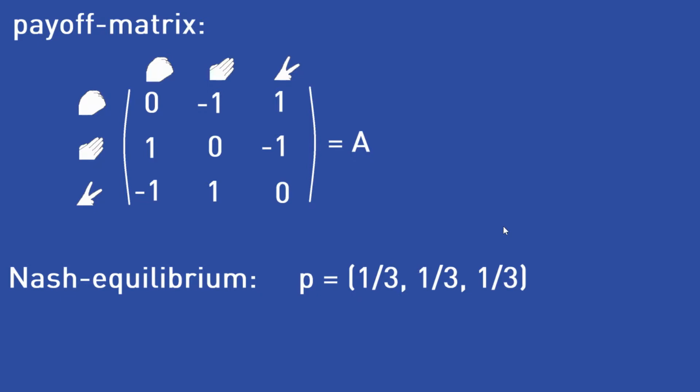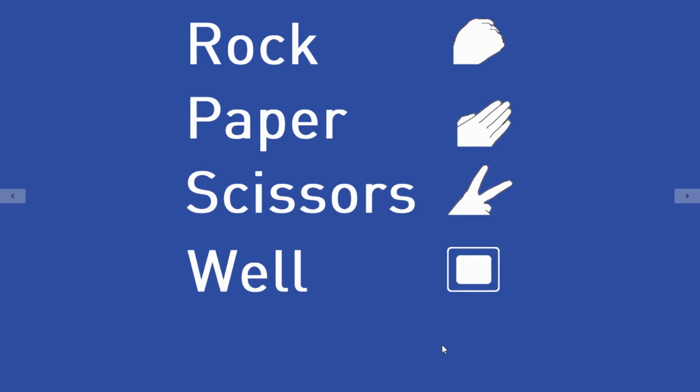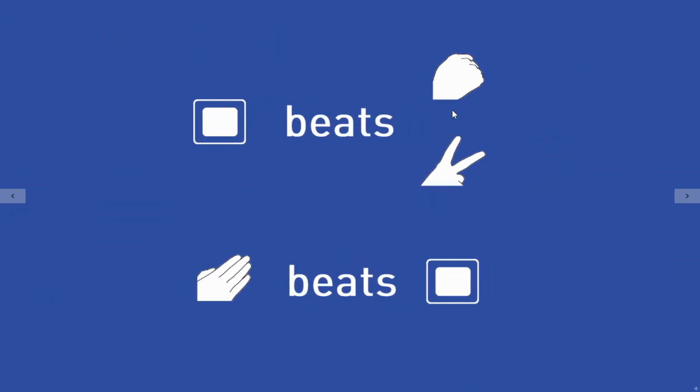So this Nash strategy, which tells us to play everything at the same probability, also indicates the fairness of this game. But don't believe such games are always fair. Back in school, we used to play the game rock, paper, scissors, well, which adds one new figure to the basic version of the game, the well. The well beats rock and scissors, but paper beats the well.